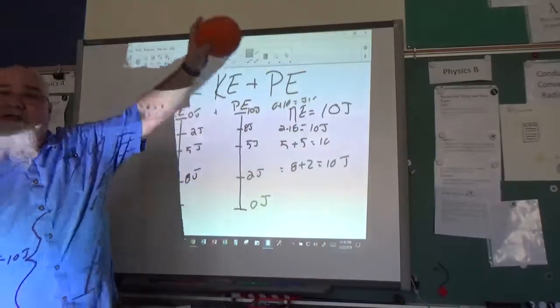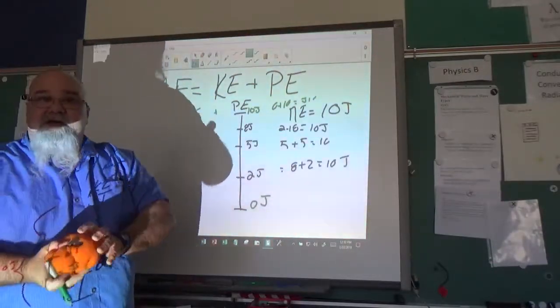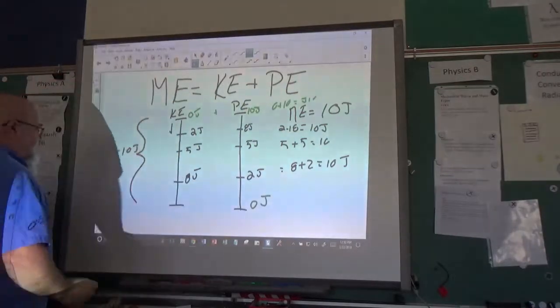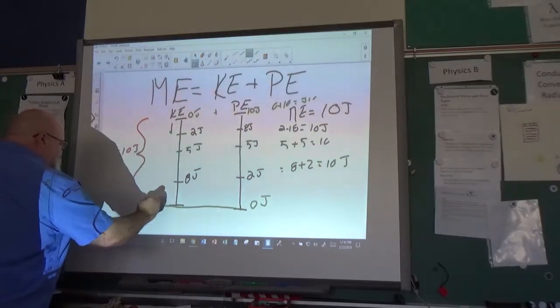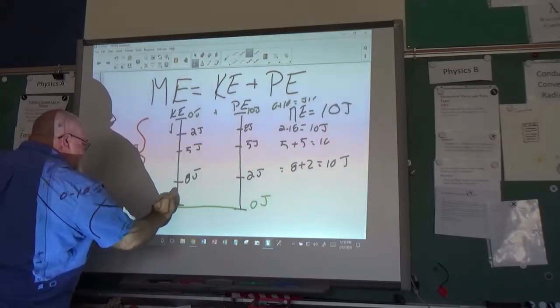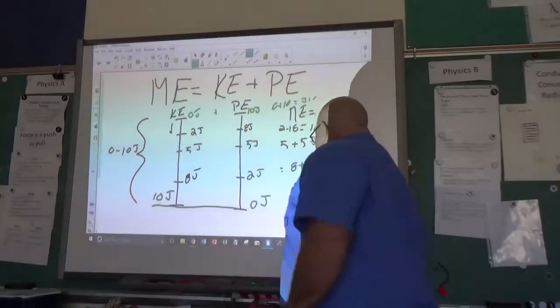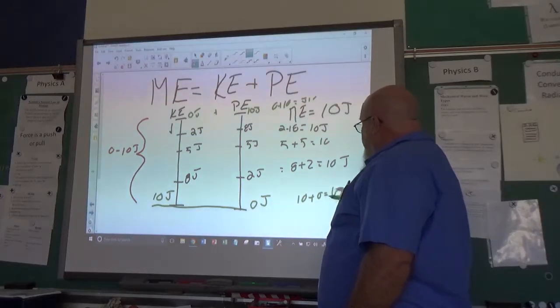However, as it's falling, remember it's accelerating on Earth at 9.8 meters per second squared. It's picking up speed, so it's picking up more kinetic energy. So on ground level, just that instant it hits the ground, my kinetic energy will have its max value of 10. 10 plus 0 equals 10. It's always equal to 10 joules.